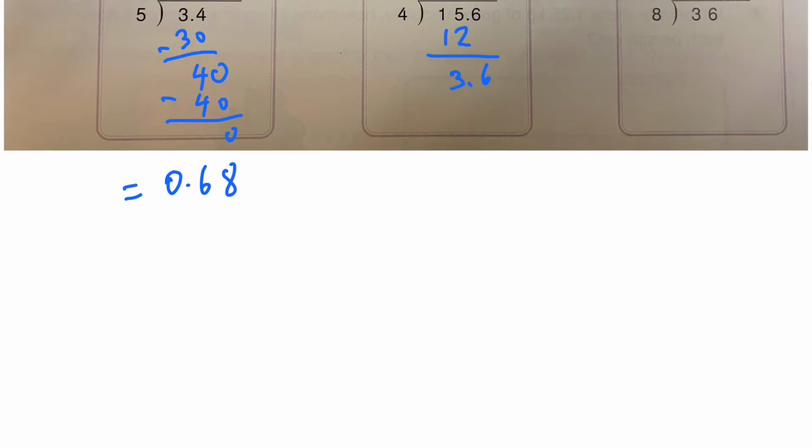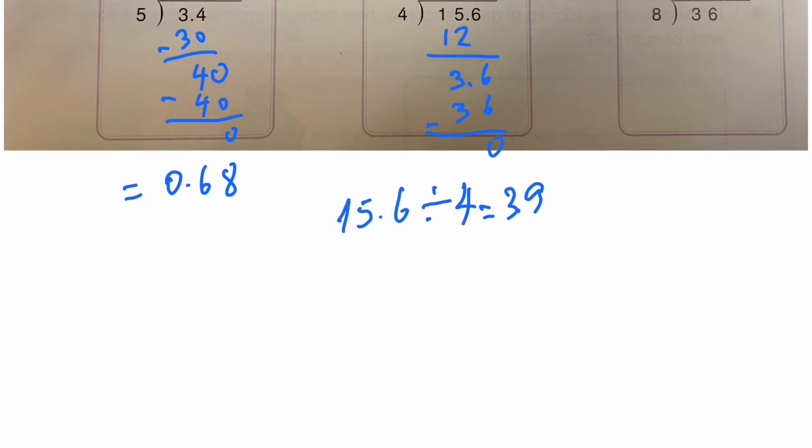We put a decimal point and here it becomes 36. Inside 36, how many 4 are there? 9. 9 times 4 makes 36, and the answer is 3.9. So it means that 15.6 divided by 4 equals 3.9.